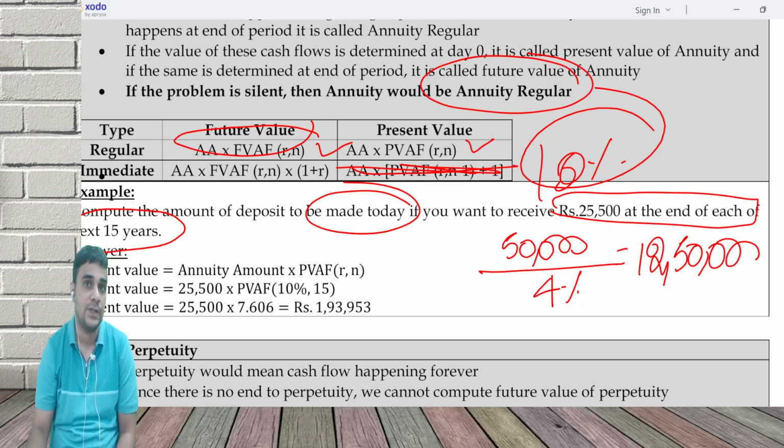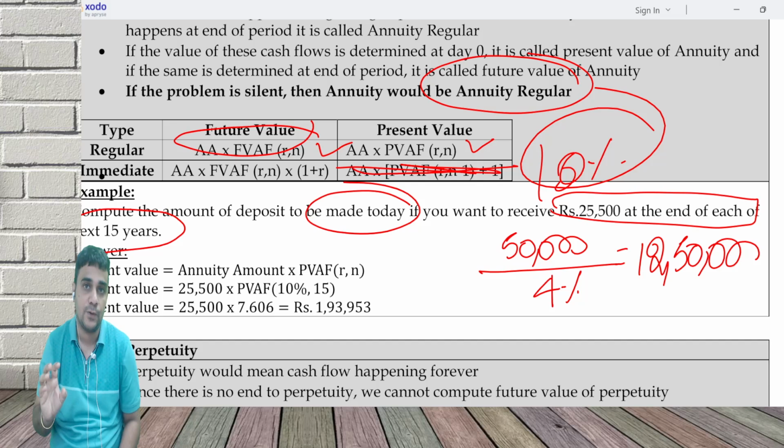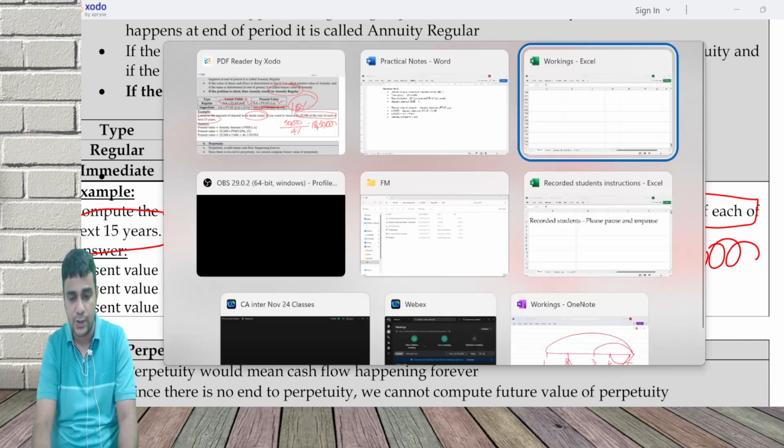That perpetuity is worth what? 12 lakh 50,000. How is it worth 12 lakh 50? Because every year you are going to get 50,000 rupees. I can show you this calculation also.